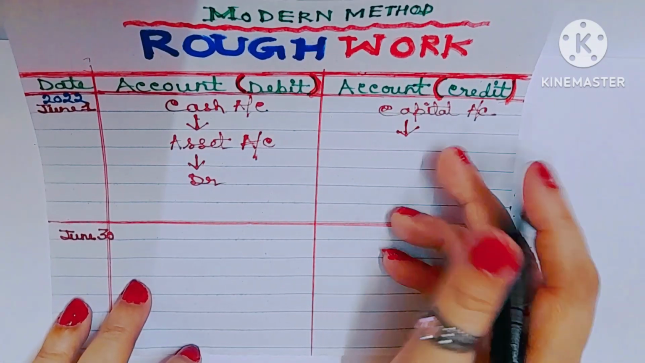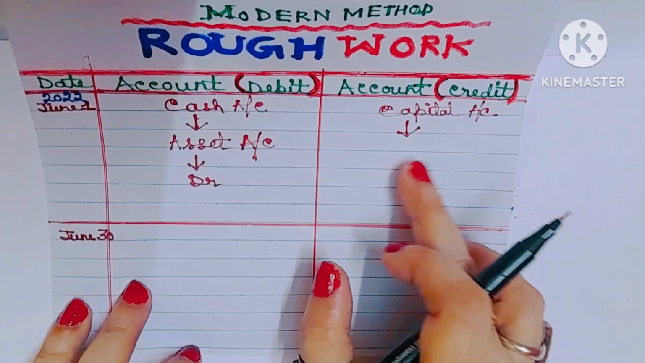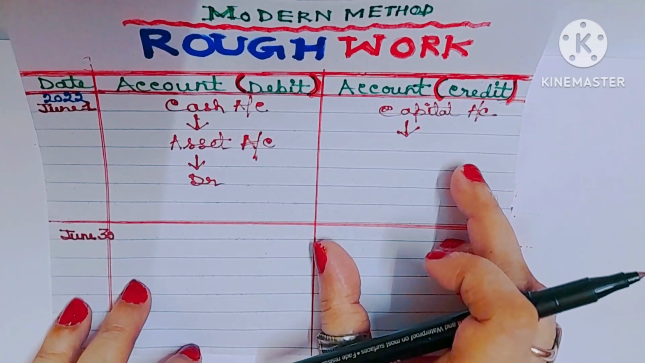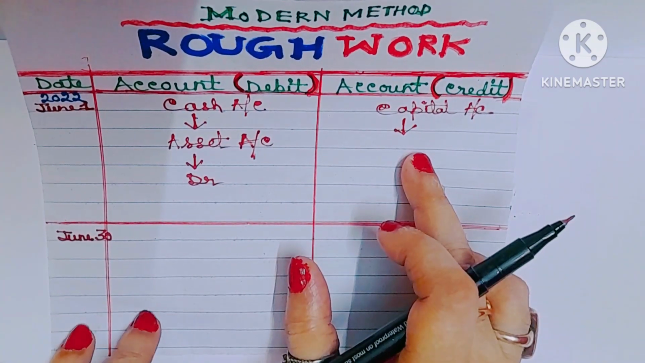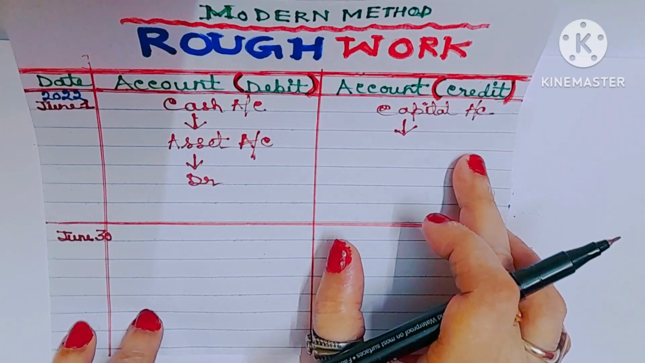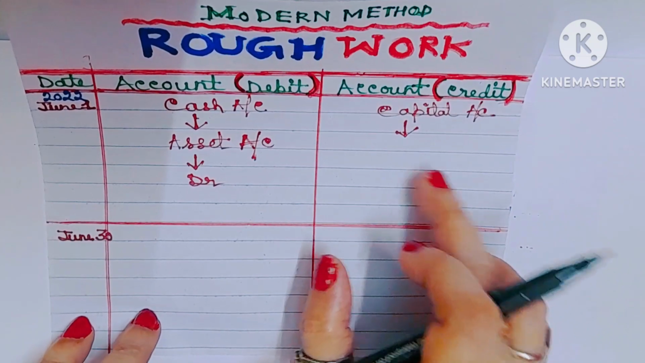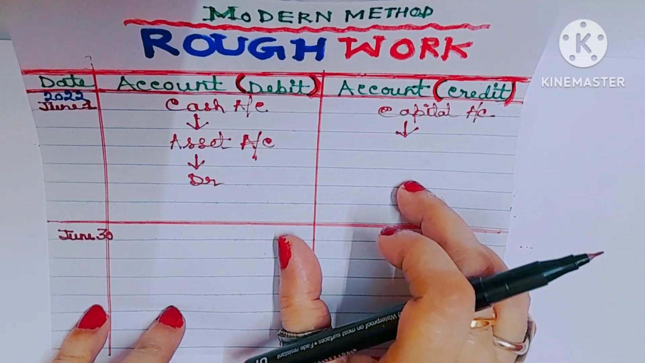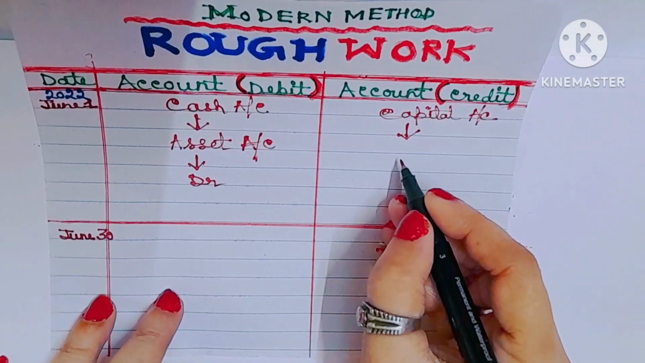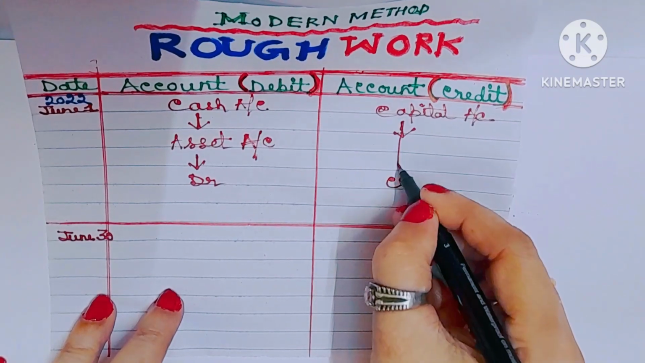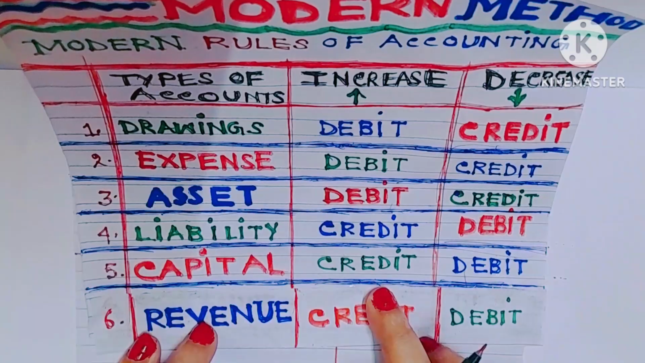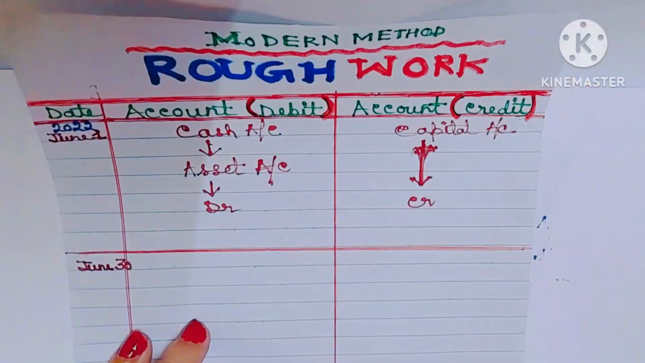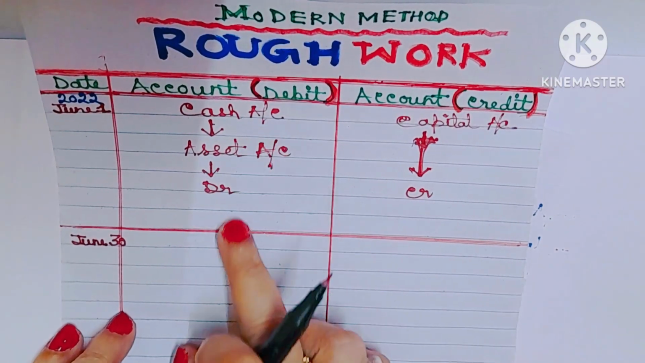So capital account is also increasing because Mamuni started business with rupees 6 lakhs. Mamuni is the giver of 6 lakhs, so 6 lakhs is coming into the business. So capital account is also increasing by rupees 6 lakhs. According to the rule of modern method, it should be credited. Understood? Okay, let me show you again. See, if capital account is increasing, it should be credit. So the first transaction is complete. Cash account debit, capital account credit.